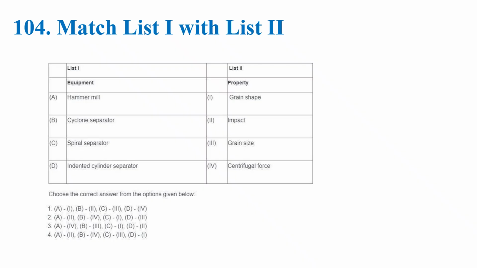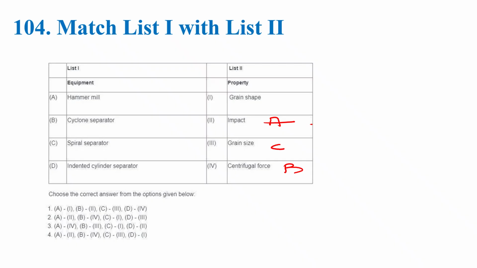Question 104, we have to match the equipment with its property. First is hammer mill, so it's impact force, because it works on impact principles like size reduction. Cyclone separator, centrifugal force. It separates using the centrifugal force. Spiral separator separates based on size and density differences. So grain size.